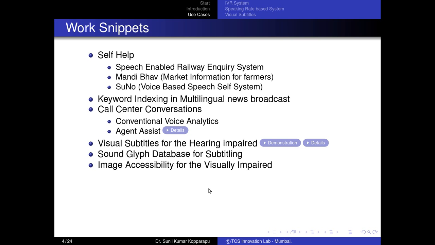The way we did this was to identify the phones in the spoken speech and then convert each phone into a visual representation, so that, independent of the language, you were able to convert the speech in the video into a visual effect. I'll just show you one demonstration.